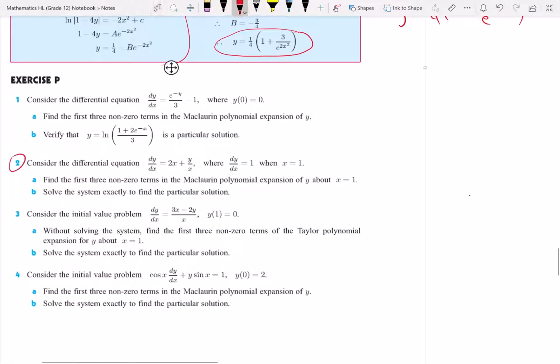Hey guys, so I'm gonna go over number 2 here, and then hopefully you can do the rest. If not, send me some questions. We're solving this differential equation.